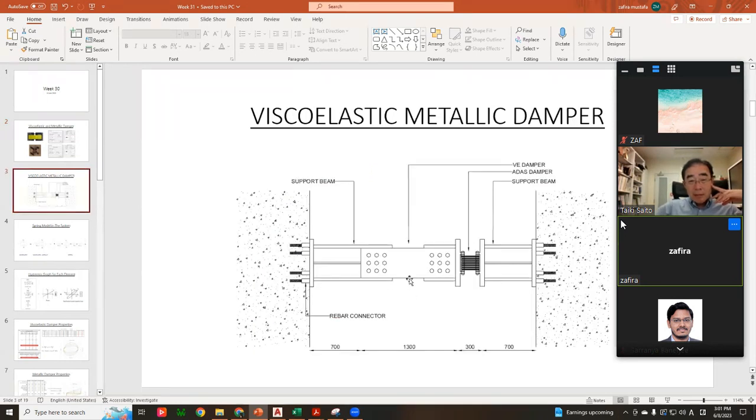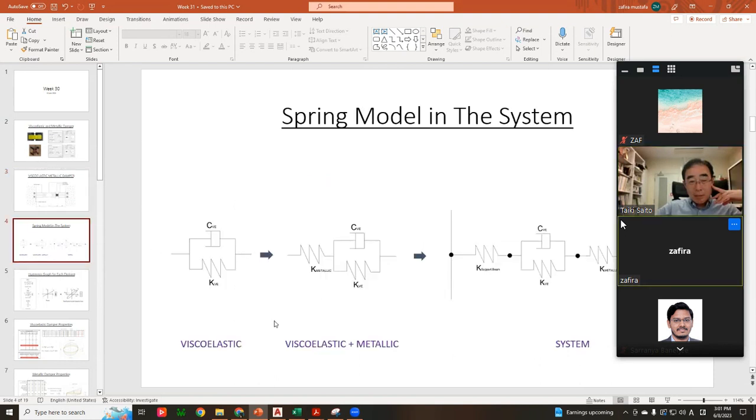We have viscoelastic and then metallic temper as a fuse, and then connected by a steel beam to the wall. And then this is a spring system, basically viscoelastic in parallel and in series to metallic temper. And here we have the system with the support beam.